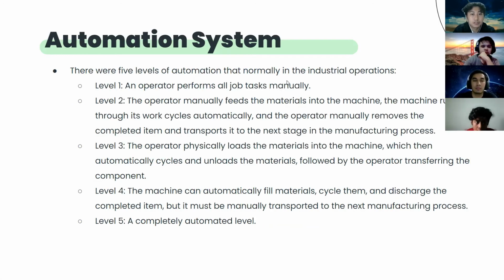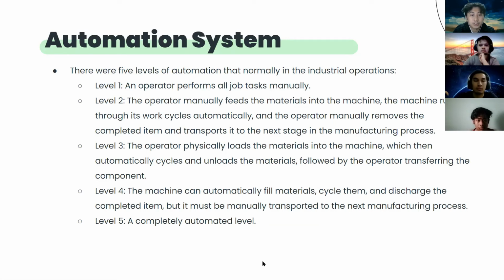So there are 5 levels of automation in the industrial operation. First is level 1, which is all manual. Level 2 is the operator manually feeds the material into the machine, then the machine runs through its work cycle automatically, and then the operator manually removes the completed item and transports it to the next stage.